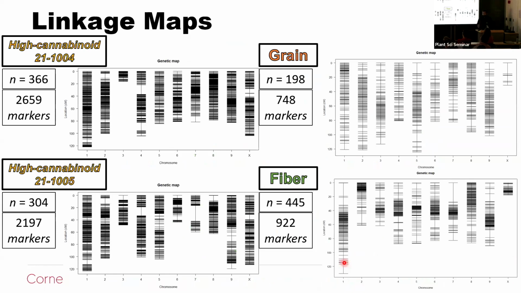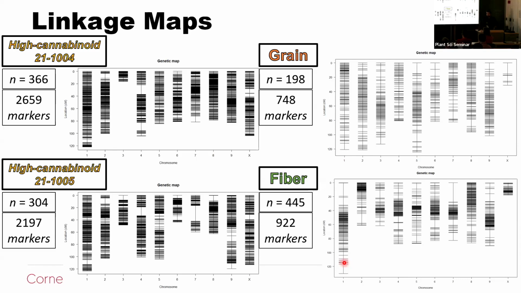For the creation of the linkage maps, we use two genotyping platforms. For the high cannabinoid populations, 21,004 and 21,005, we use an Illumina array developed by Phylos. Here we ended up with linkage maps that have 2,659 and 2,197 markers respectively. Whereas for the grain and fiber populations, we use an Agilent SureSelect probe set that we developed in our lab, which we named CanSelect. This helped us create linkage maps that have 748 markers for the grain and 922 markers for the fiber.